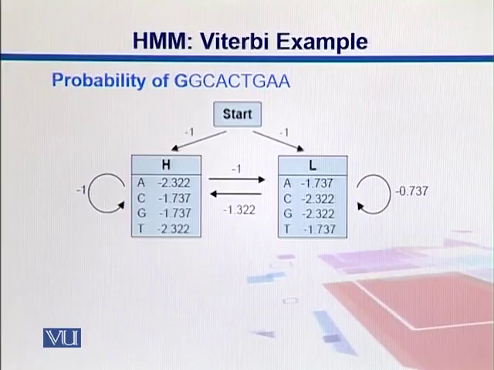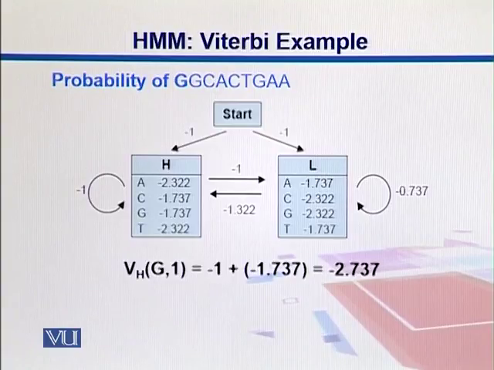And now let's do one more activity to understand it completely. What is the probability of this sequence G, G, C, A, C, T, G, A, A? We are starting with G. At position number 1, what is the probability that this G is coming from H? We take the transition probability of starting in state H, which is -1, plus, since we have already taken those logs, we will add those values rather than multiply them. And what is the probability of this G in state H? That is -1.737. So that is -2.737.